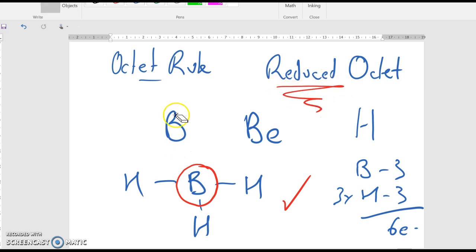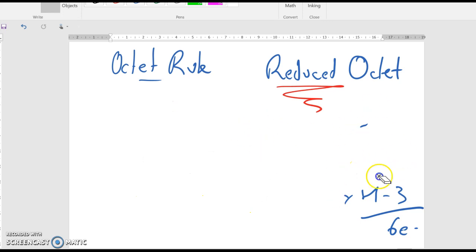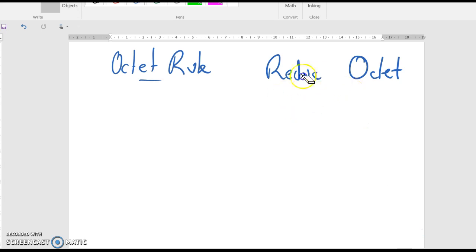And usually with a reduced octet, it's simply when you get to the end of your species, there just aren't enough electrons to spread around, and so you end up with a reduced octet. The opposite of that is the expanded octet. And so they're the kind of species you see from C onwards in question 4, page 25.